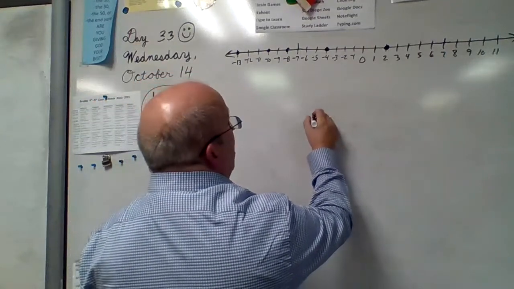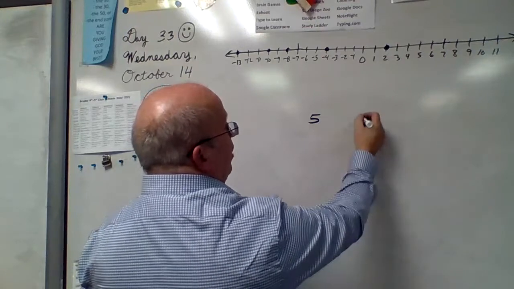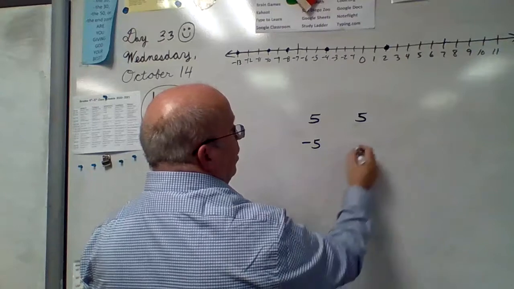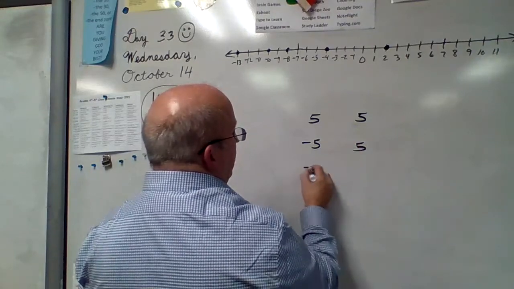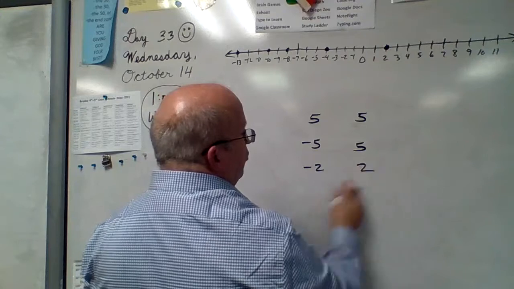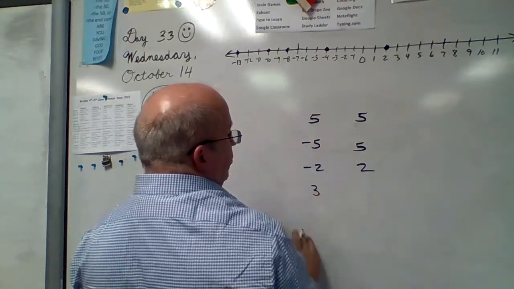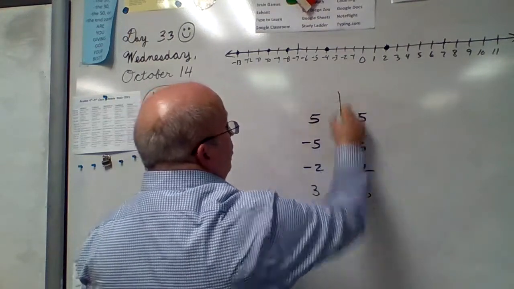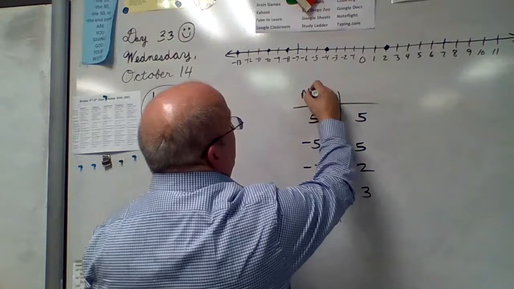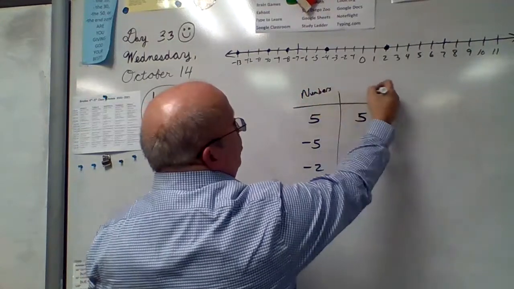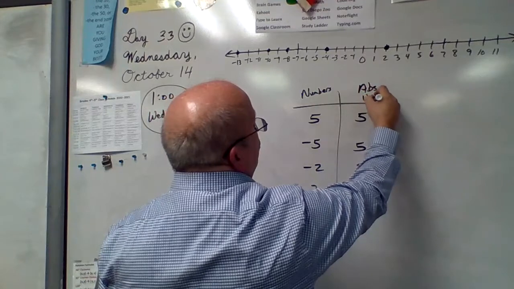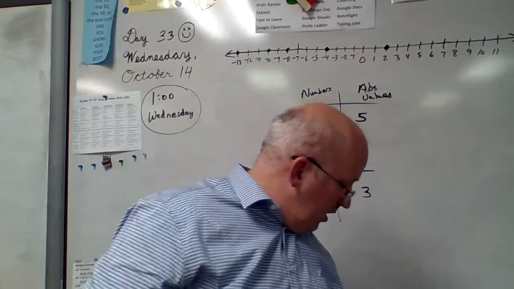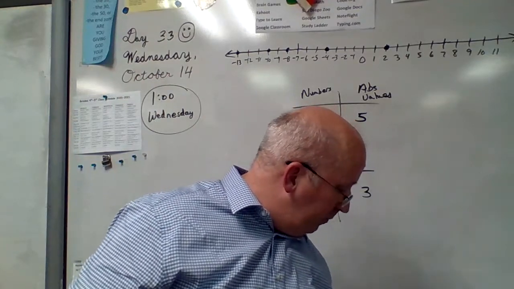If I gave you a number, 5, what's its absolute value? 5. If I gave you negative 5, what's its absolute value? 5. If I gave you negative 2, its absolute value is 2. What if I said positive 3? Its absolute value is positive 3 as well. So these would be examples of numbers, and these would be examples of their absolute values. You're looking for situations like this in those letters for problem 15.